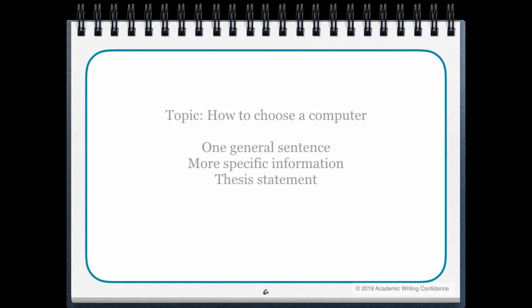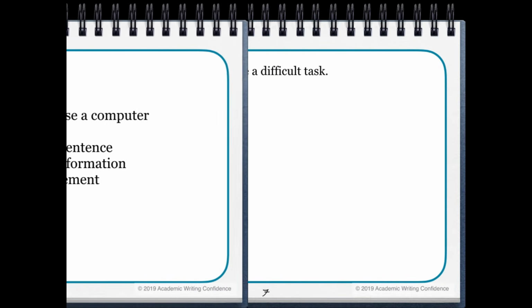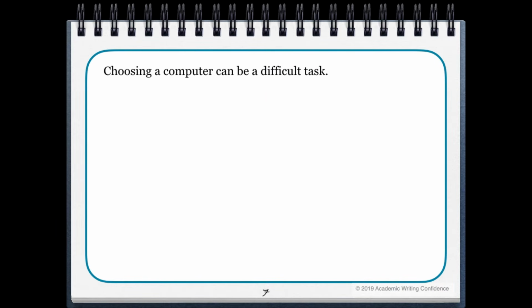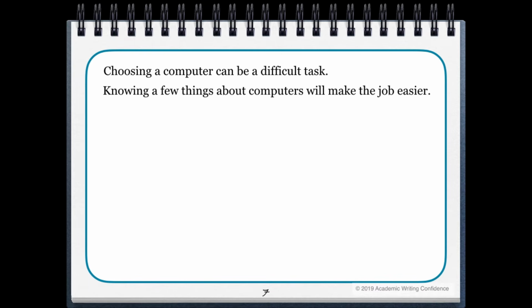Now, let's try using this topic to write an introduction paragraph. Our topic will be how to choose a computer. You'll want one general sentence to start the paragraph and then add more specific information followed by your thesis statement. Your first general statement might be something like this: choosing a computer can be a difficult task. Now you want to add some more specific information, so you could write something like this: knowing a few things about computers will make the job easier.